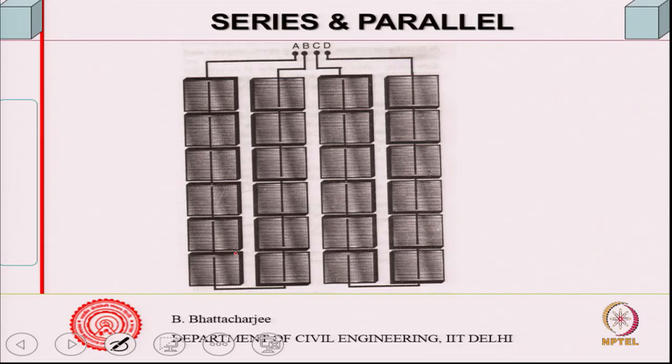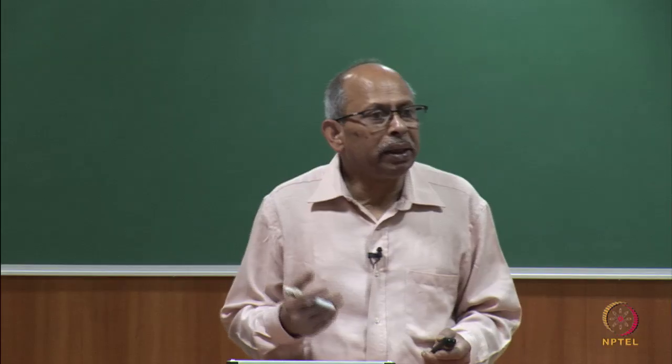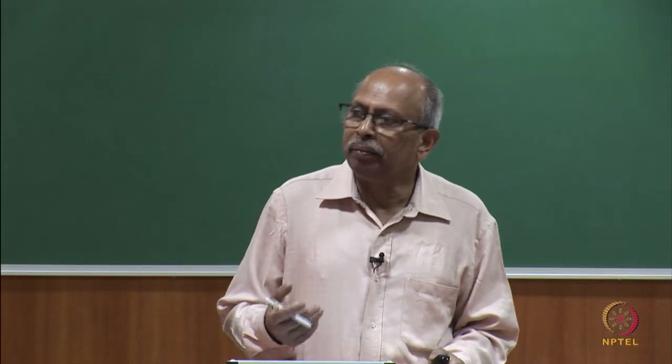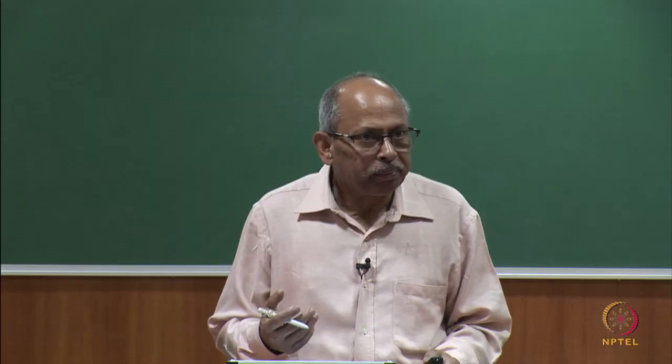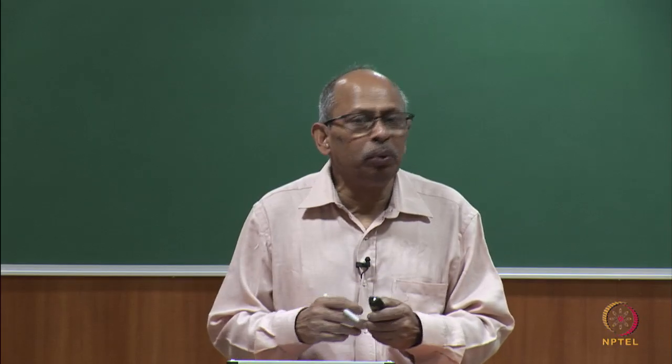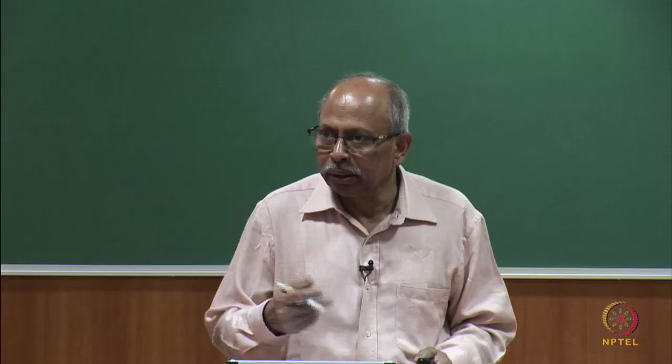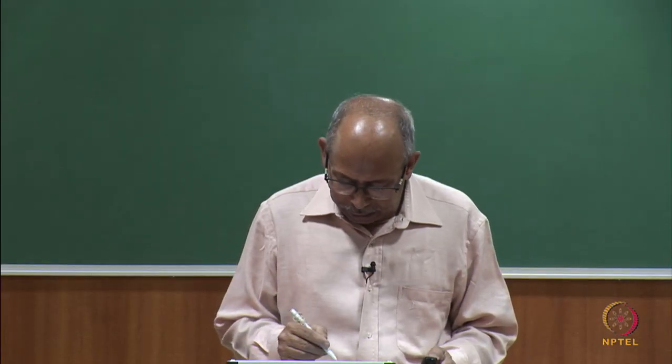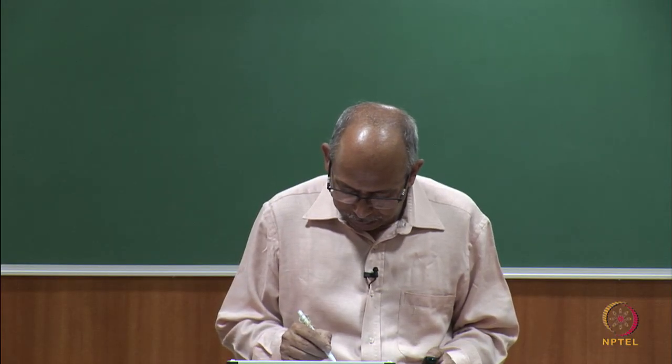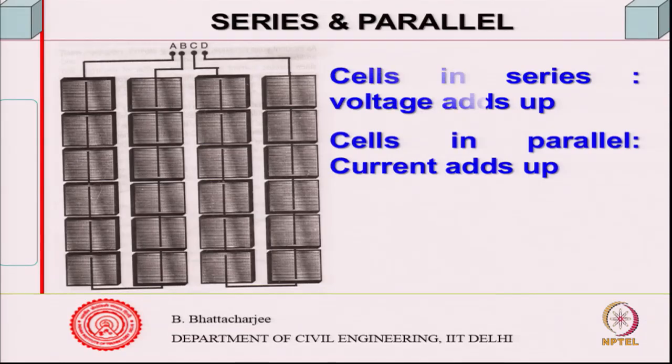So, you can connect a number of them in series and parallel, and the sum total one can find out. For example, there are several cells. These cells are all in series, and this set is parallel to this. So, the total voltage generated you can find out from the sum, and the total current will be summed through each of the parallel paths. This is what it is to start with.